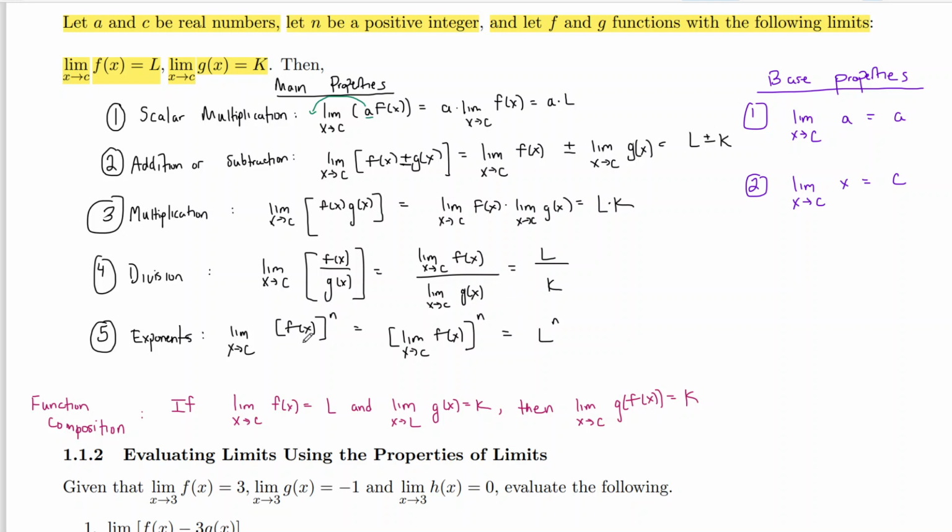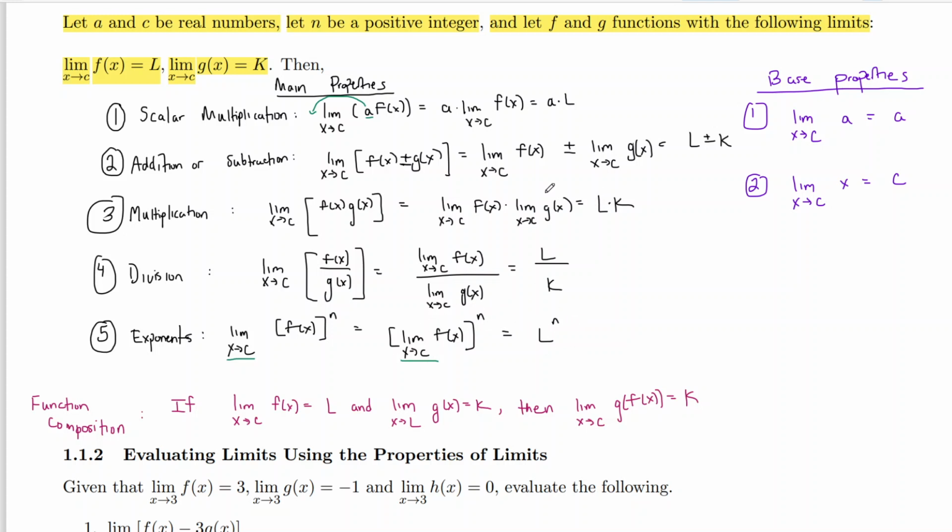Now the last one I have here, you could write a whole bunch of these main properties, but these 5 really bring everything together. The exponents. So if you take your function f of x and you raise it to the n power, remember n is a positive integer, so 1, not insightful, but 2, 3, 4, anything. What it's saying is you can bring the limit inside. So notice here the limit came from the outside. I went inside. And then the limit as x goes to c of f of x is L. So this is L to the n power.